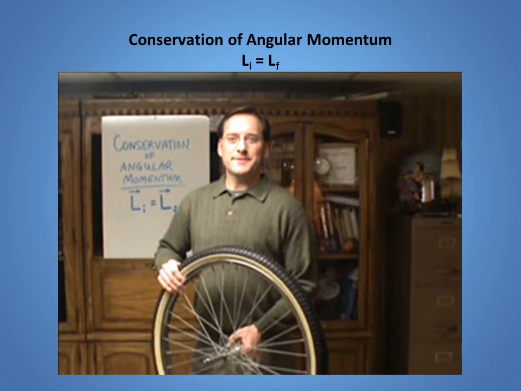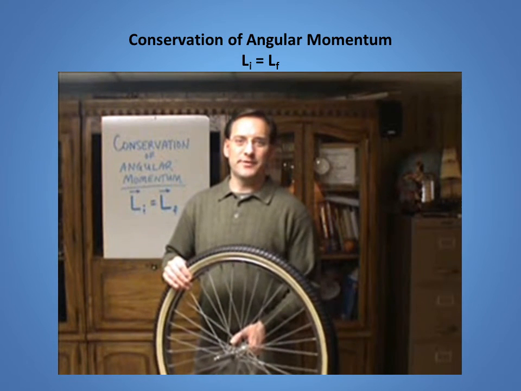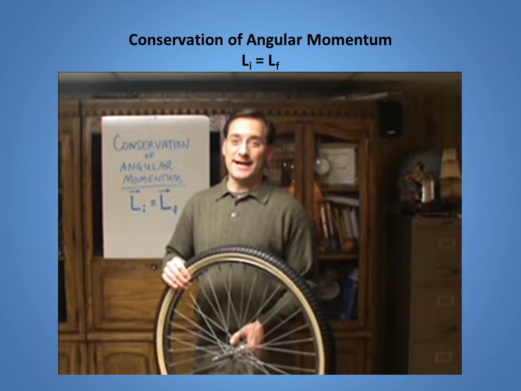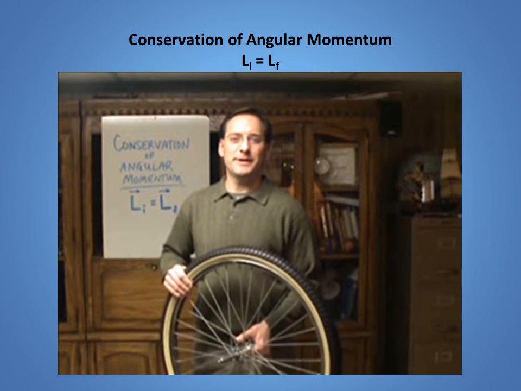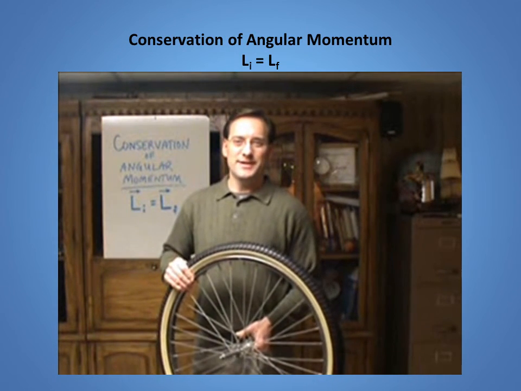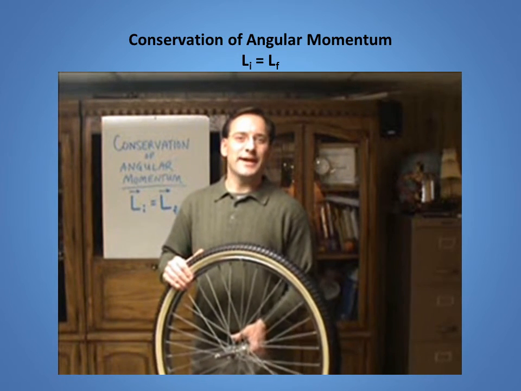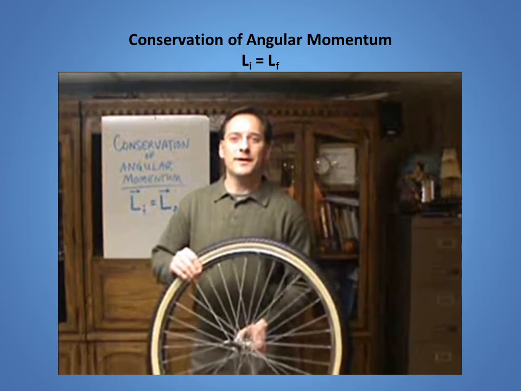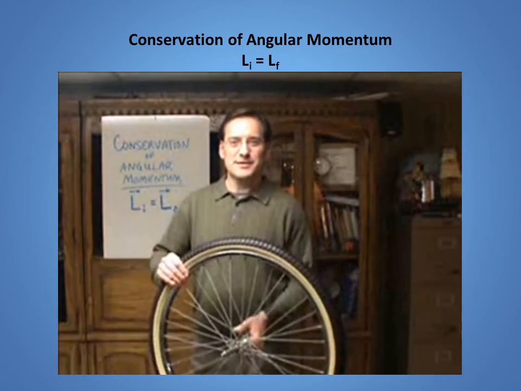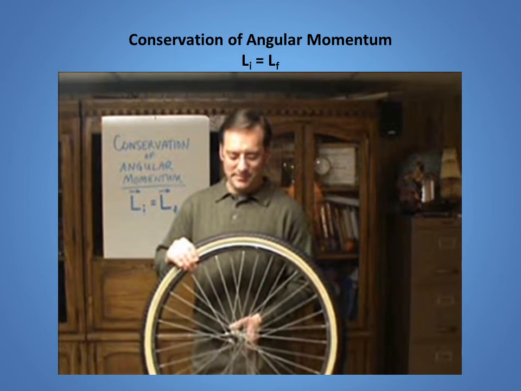Conservation of angular momentum states that the angular momentum before an event is equal to the angular momentum after an event, or Li is equal to Lf. Some really neat things happen in nature because angular momentum is conserved. Spinning objects seem to behave strangely when they are trying to conserve angular momentum. Like me standing on this rotating platform on the floor and having a spinning wheel in my hand and trying to then change the direction of that spinning wheel.